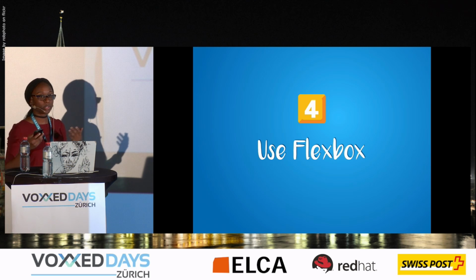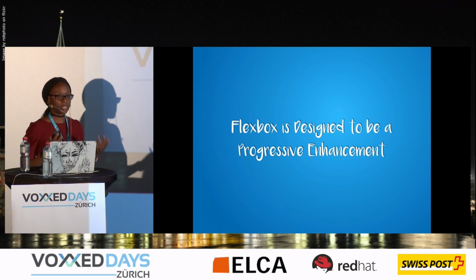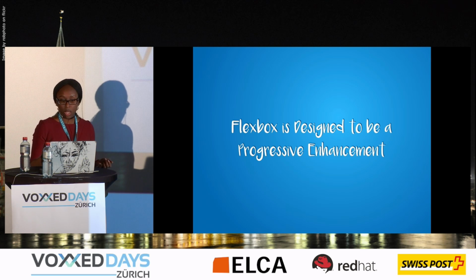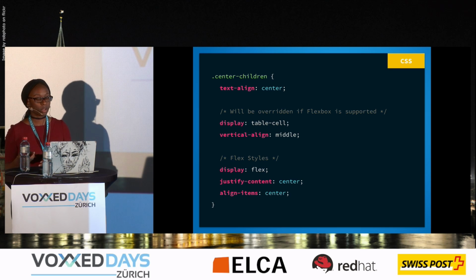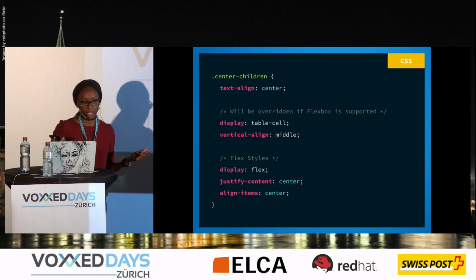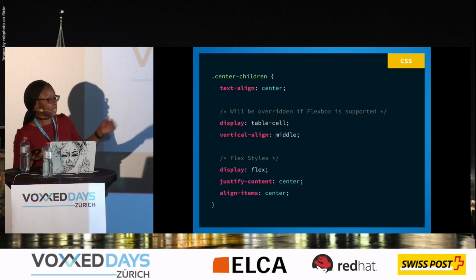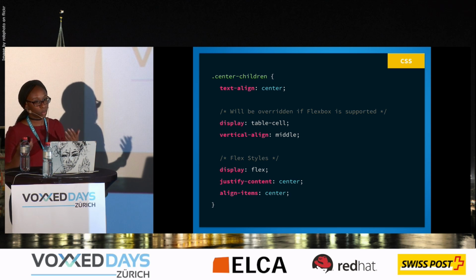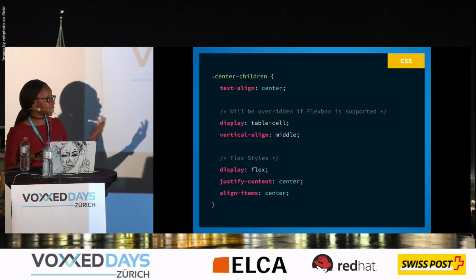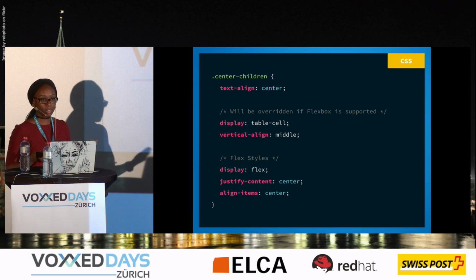Another thing we can do is use Flexbox. Flexbox was actually designed to be a progressive enhancement, and it has a lot of features that allow us to work with it as an enhancement and have things fall back. If Flexbox is supported, it will override a lot of styles that you have already included. For example, this selector is trying to center both vertically and horizontally any children within it. The display table-cell and vertical-align middle is what would work if the browser doesn't support Flexbox. But if the browser does support Flexbox, then those styles will be completely overridden. Even the vertical align will be overridden, even though we haven't set a new value.